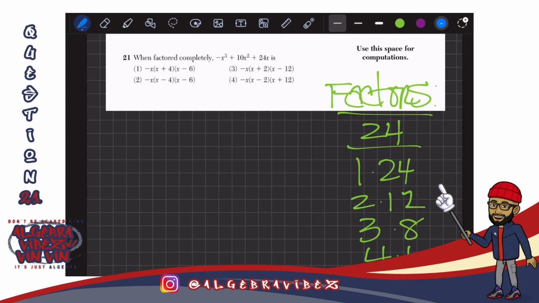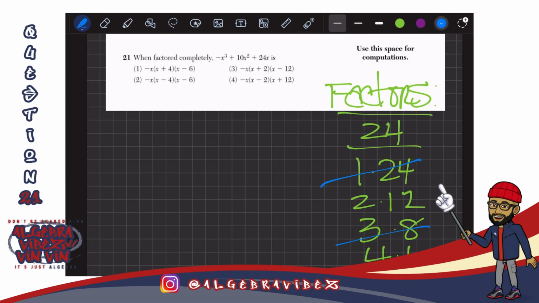So to do that, we know we're not going to be able to get there from 1 and 24. So we're going to get rid of 1 and 24. And we can't get there with 3 and 8. So we're going to get rid of 3 and 8. So that leaves us with either 2 and 12 or 4 and 6. So we're going to keep messing around until we get there and see.